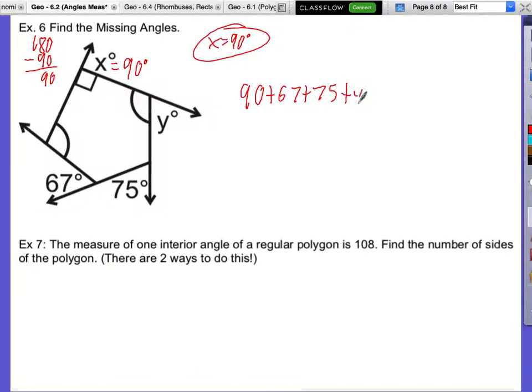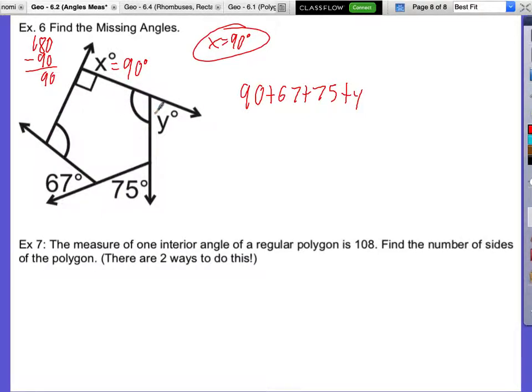Okay, so plus y. Did we get all the exterior angles? No, we're missing one, aren't we? Which one are we missing? Y. Well, we have y right here. They're the same. That one. How do we know these two are going to be the same?